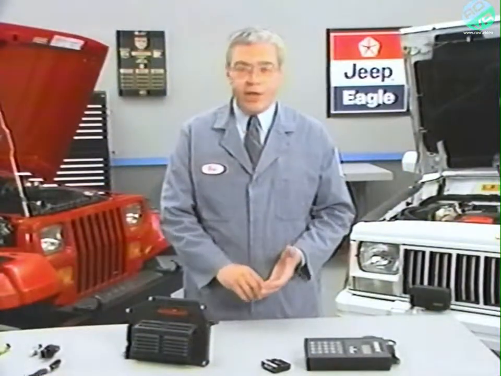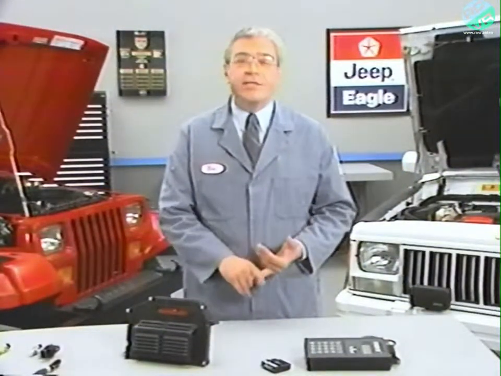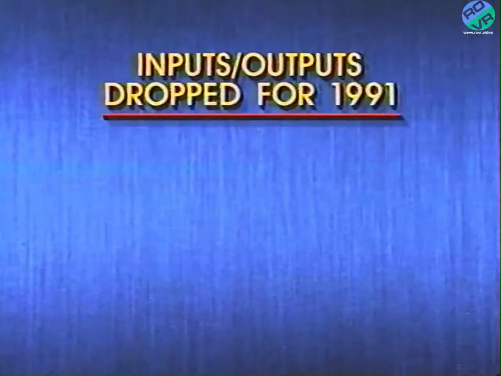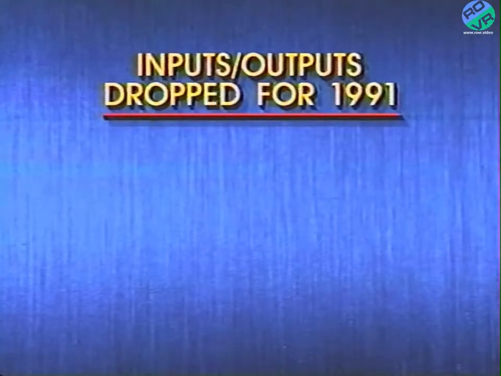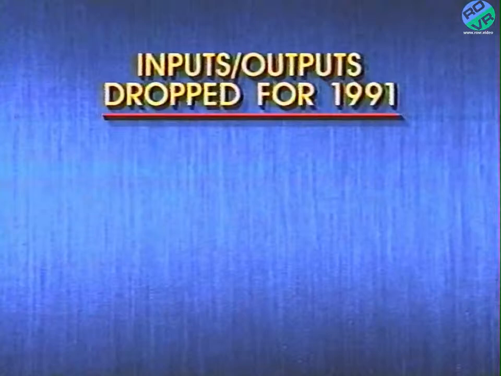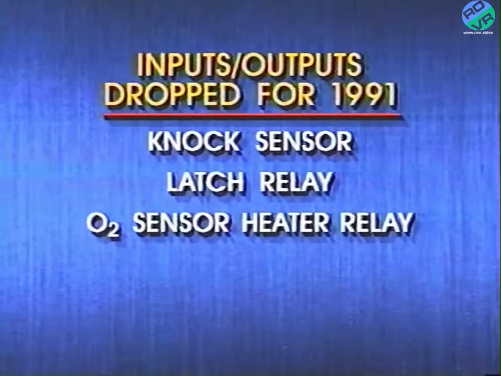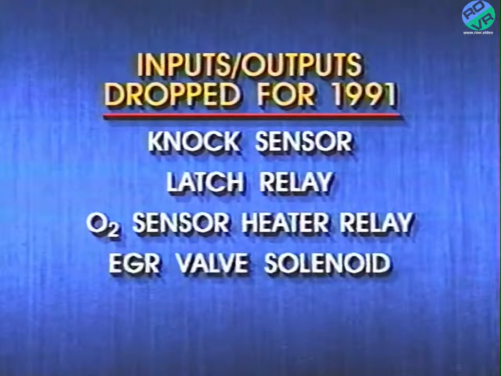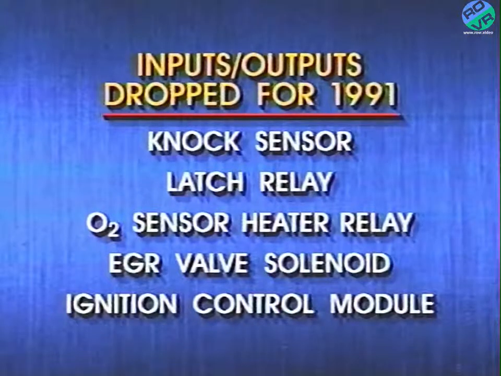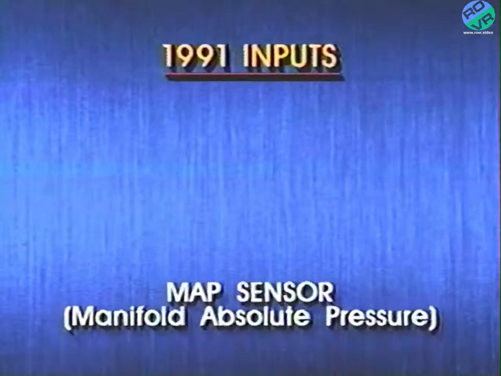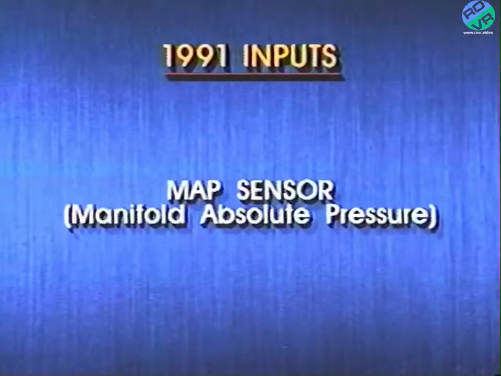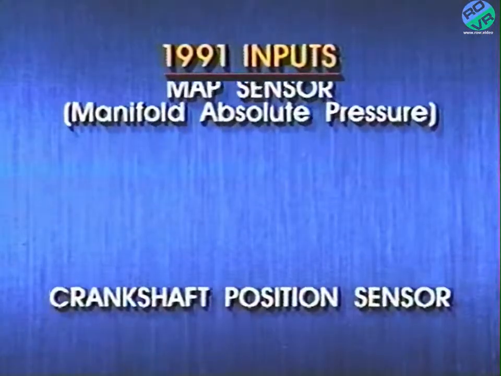There are some new engine controller inputs on 1991 Jeep models, while some inputs and outputs on previous year's models have been dropped, including the knock sensor, the latch relay, the oxygen sensor heater relay, the EGR valve solenoid, and the ignition control module.